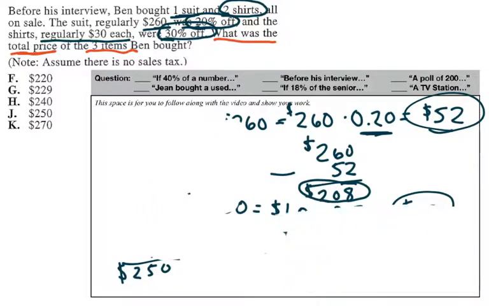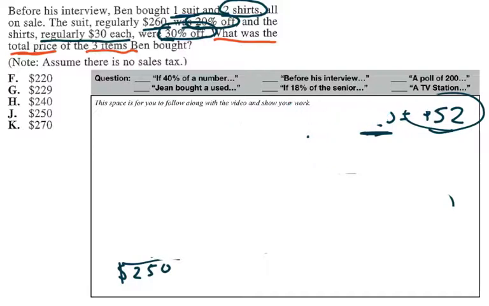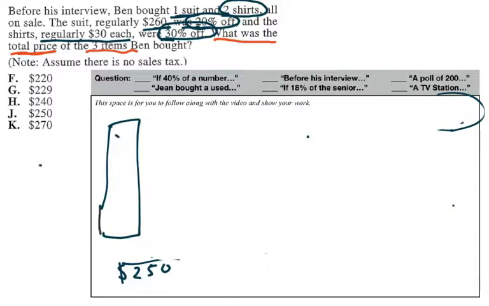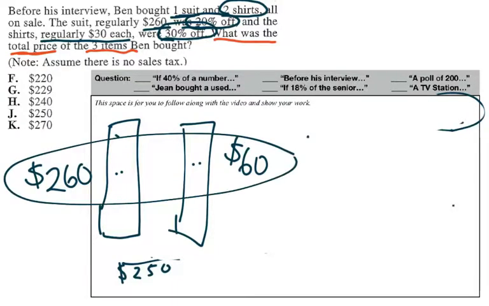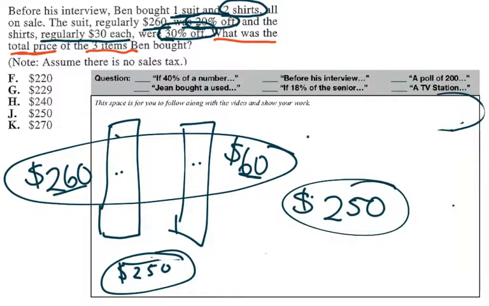Now if we think about the first part of the problem, where we were talking about what we should be paying, we had something that looked like this. We said that was $260 for the normal suit. And then we had something that looked like this, and we said that was $60 for the normal shirts. And we said that the suit plus the shirts should be less than this together. And our answer is 250. That is definitely less than 260 plus 60. So our correct answer would be 250 is what Ben pays.